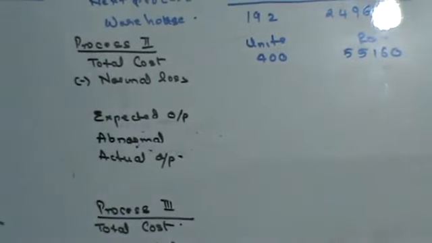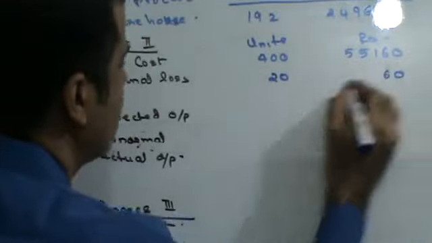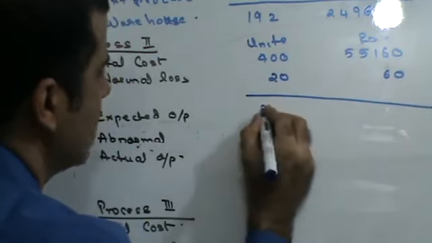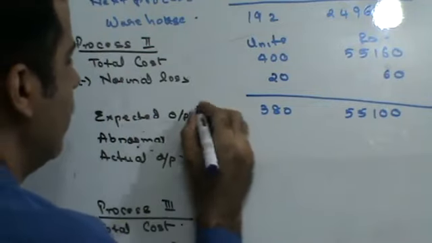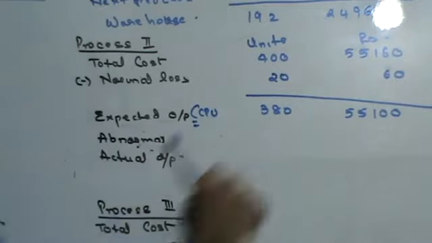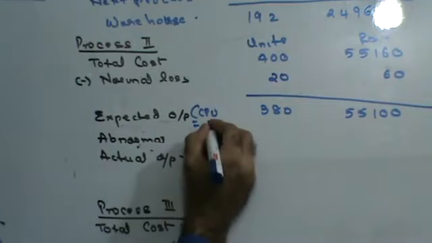55,160. Now, your normal loss is given to you as 5%. So you will calculate 5% on 400. 5% on 400 is going to be 20. They have given you that normal loss is at the rate of 3 rupees per liter. So 20 into 3, 60. This is going to be 380, and this is 55,100. Get the CPU. How do I get the CPU? 55,100 divided by 380. I presume it comes to 145.